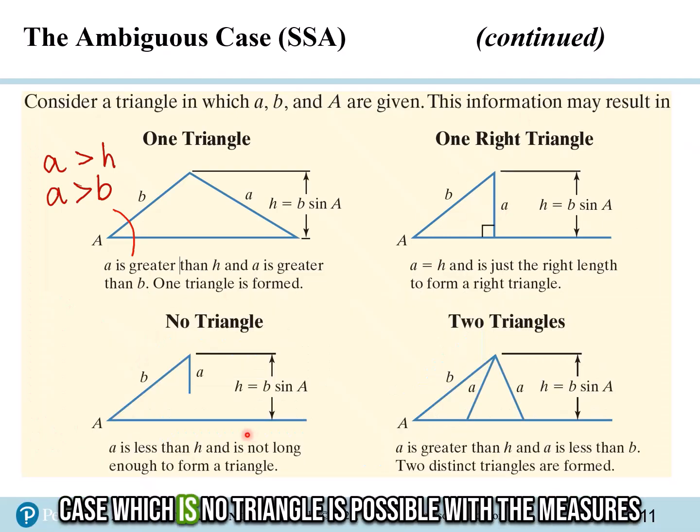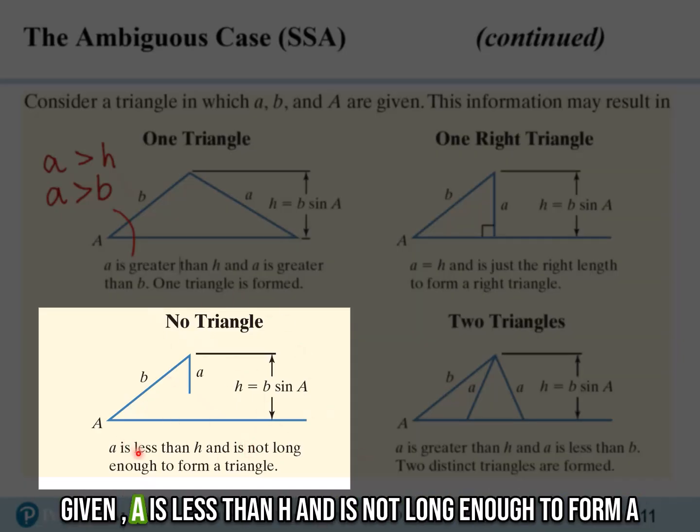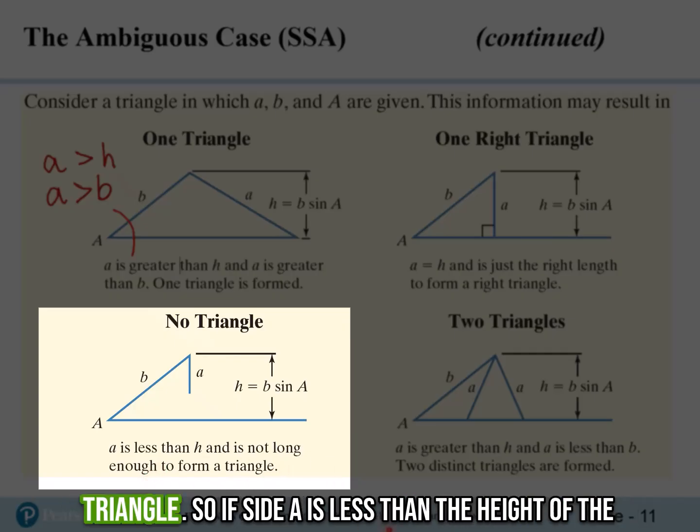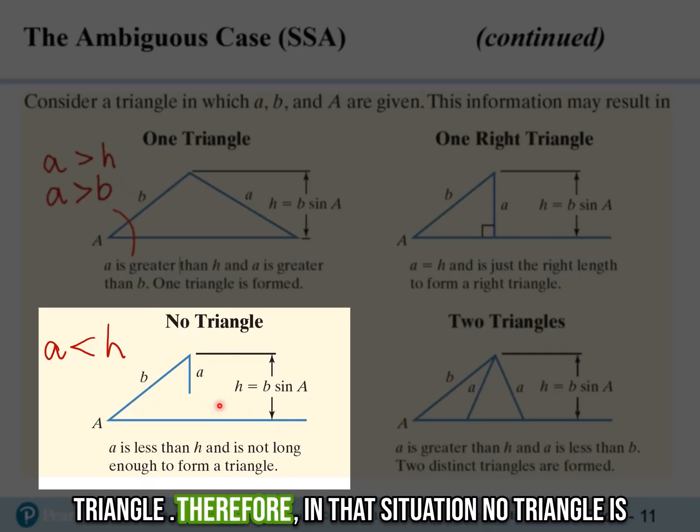The case in which no triangle is possible with the measures given: A is less than H and is not long enough to form a triangle. So if side A is less than the height of the triangle, then it will not reach the base of the triangle. Therefore, in that situation, no triangle is possible.